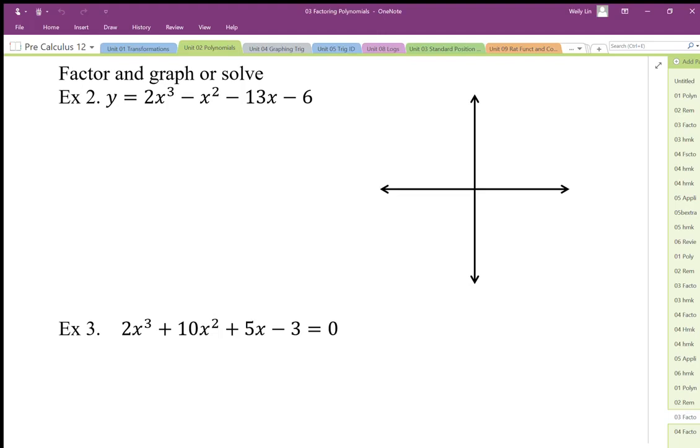So we're going to use factoring to graph or solve. Here we have a cubic polynomial. We want to graph this using the zeros, so we need to factor this. First thing I'm going to do is identify the possible factors.